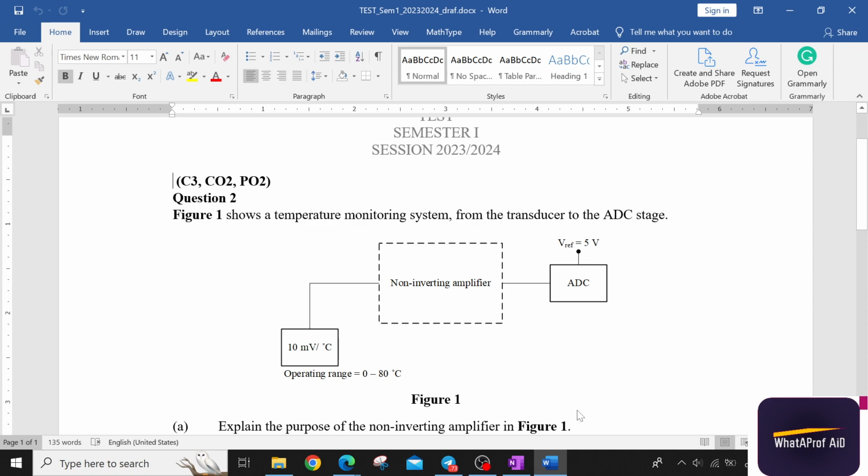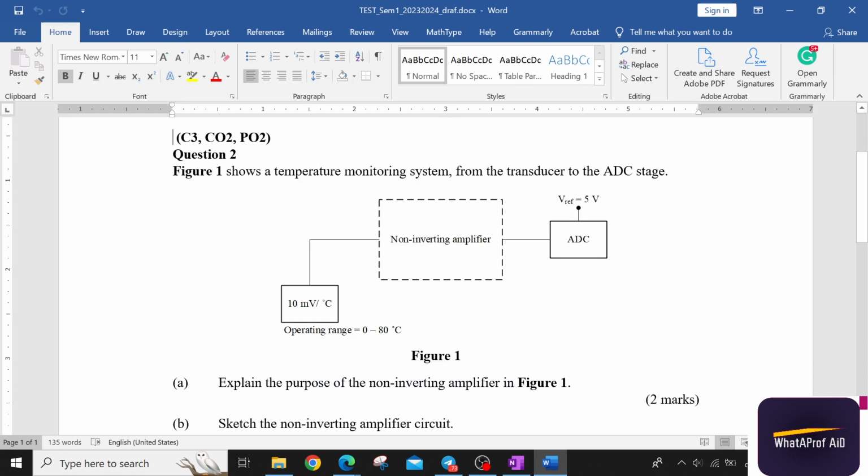So if you remember, we had a question like this where we are given the transducer. This is actually LM35. And then we have one more block diagram, known as a non-inverting amplifier and ADC. Here the question asks, explain the purpose of the non-inverting amplifier in figure 1. What is the purpose of the non-inverting amplifier?